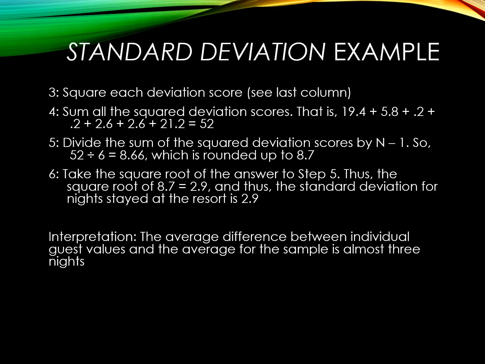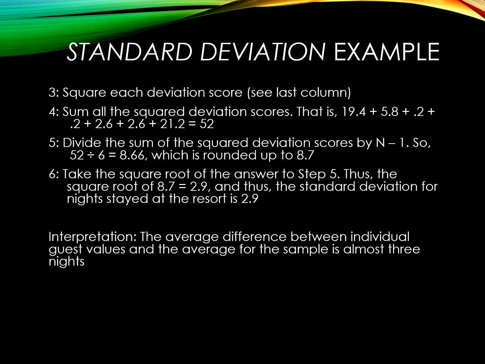So next, after we've got the square of each deviation score, which is our last column of that, we're going to sum up all of those. So we're going to take the 19.4, the 5.8, 0.2, 0.2, 2.6, 2.6, 21.2, and add them all up and we get 52, right? So that's our sum of our squares.